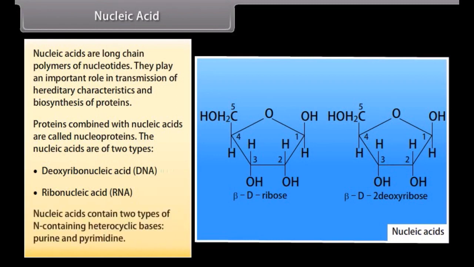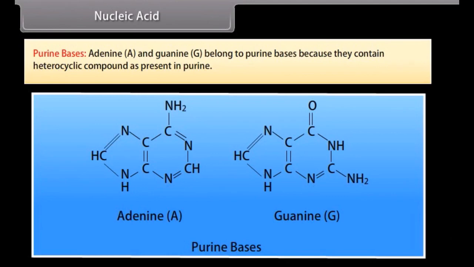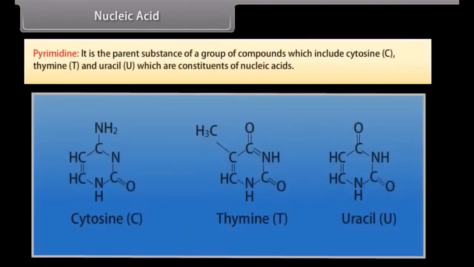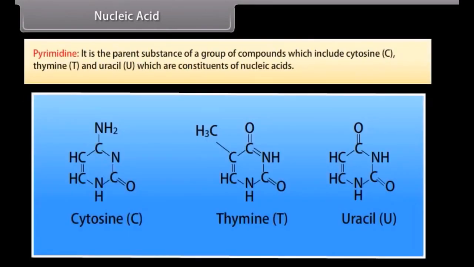Nucleic acids contain two types of N-containing heterocyclic bases, purine and pyrimidine. Adenine and guanine belong to purine bases because they contain the heterocyclic compound as present in purine. Pyrimidine is the parent substance of a group of compounds which include cytosine, thymine and uracil, which are constituents of nucleic acids.